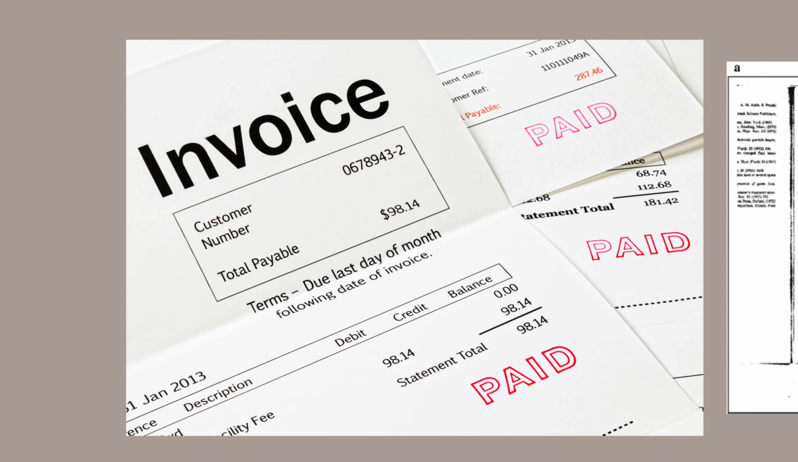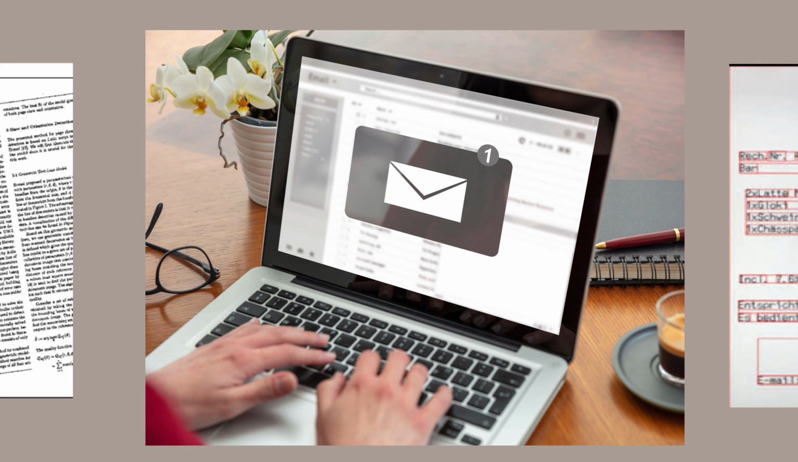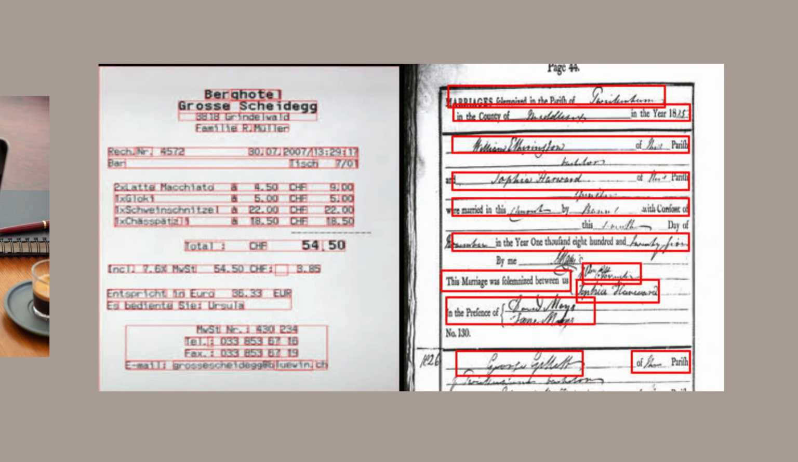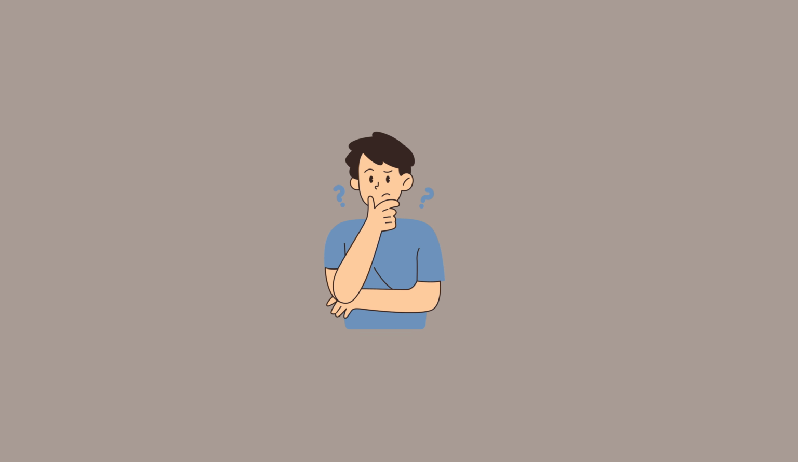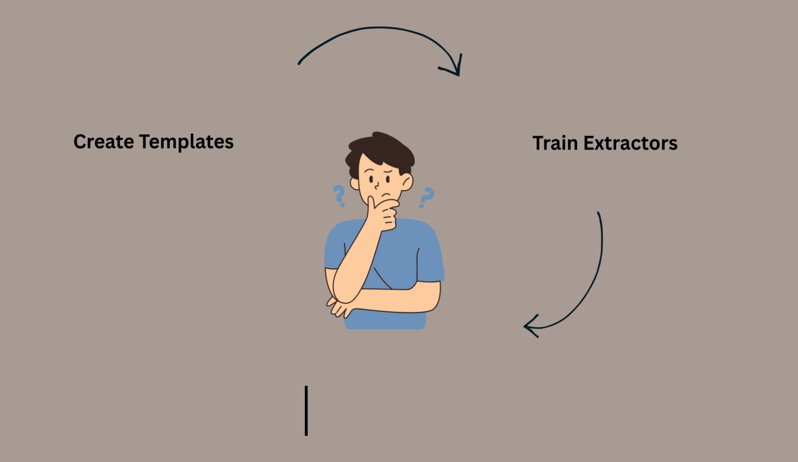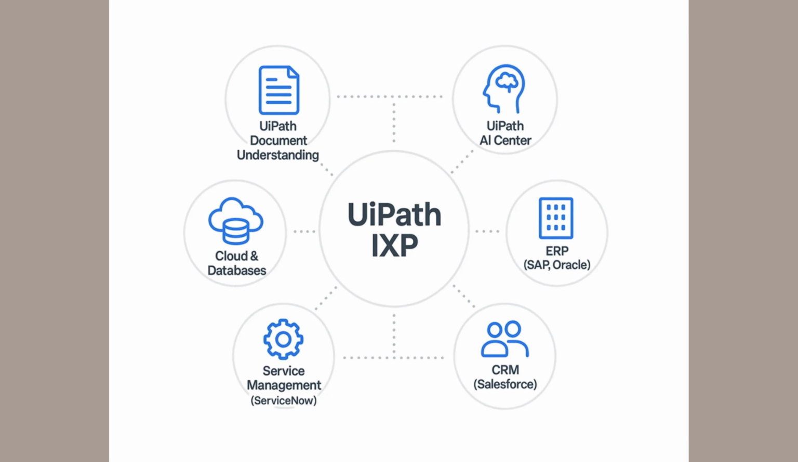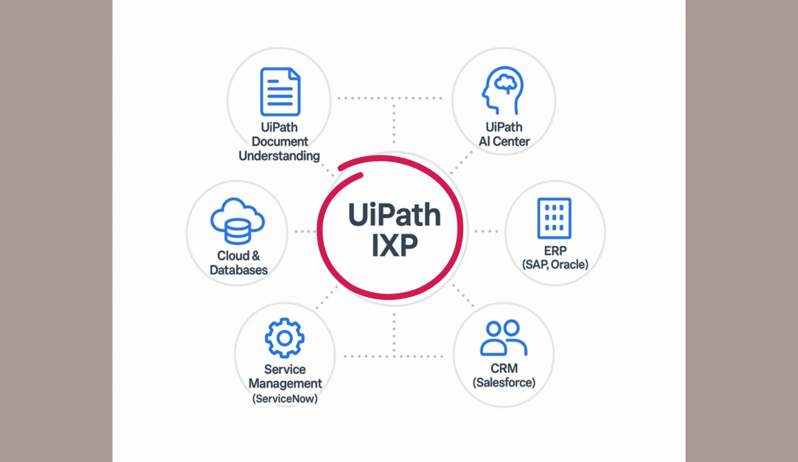Imagine receiving 500 invoices. Some are PDFs, some are scanned, some are emails with attachments, some have completely different layouts. Now ask yourself, do you really want to create templates, train extractors, and maintain them every time a new vendor appears? No, right? That's exactly why UiPath introduced IXP. And trust me, it's much more than just another document understanding feature.